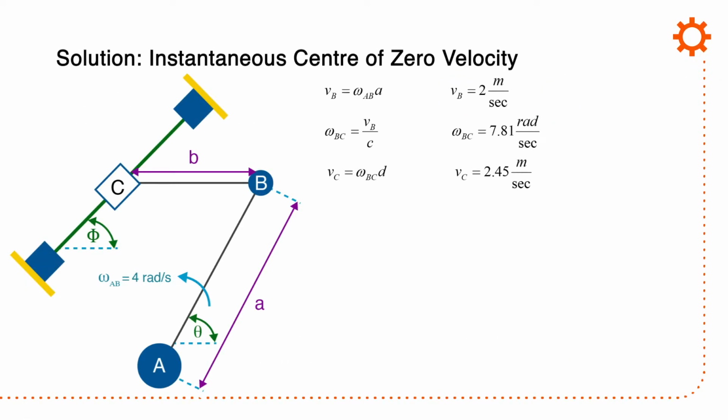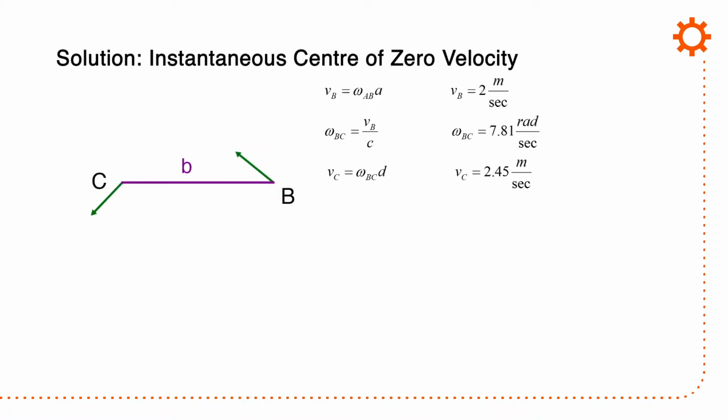Now, what you do with all of these problems is the same thing, which is you break it up into parts. If I look at the link CB, the slider is constrained to move along that green bar, and that green bar is at 45 degrees. And B is constrained here with this motion. So I know what the motion looks like, and I can make a simplified drawing of it. VB is omega AB times CA. Omega BC is velocity of B divided by C, and I can do velocity of C is omega BC times D.